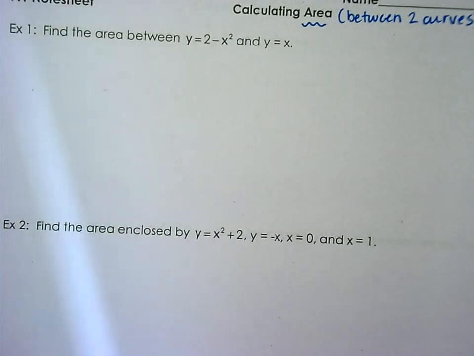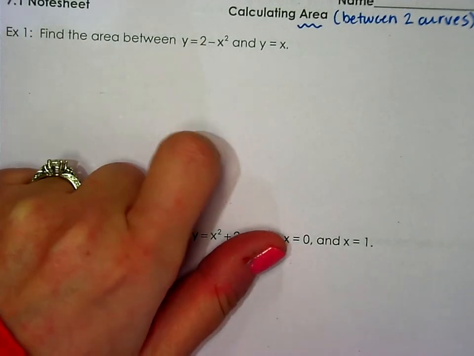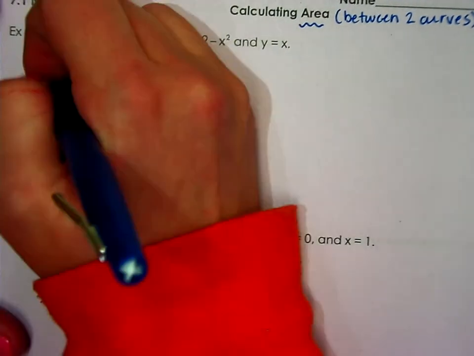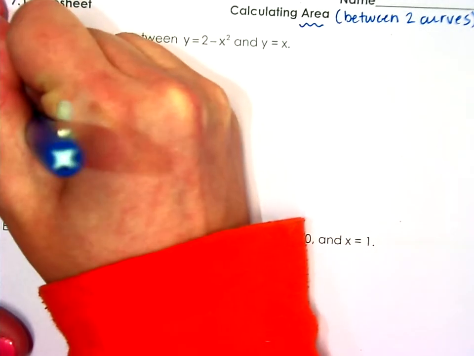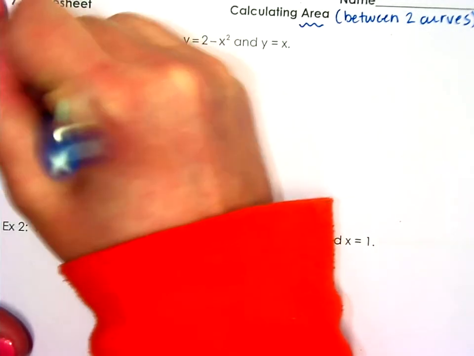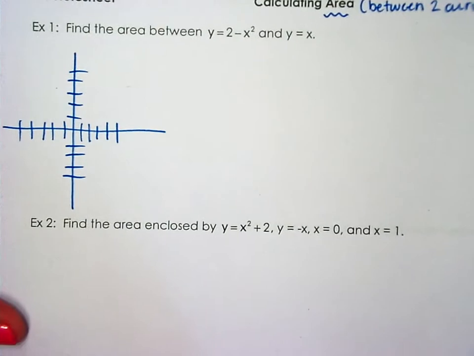So we're going to start with a nice simple example, right? It says find the area between y equals 2 minus x squared and y equals x. So I'm going to start off with a sketch of that. It's super awesome if you try to label your axes and all that, but again, it's just a sketch, so it doesn't have to be perfect, but as accurate as you can be will sometimes help you out.